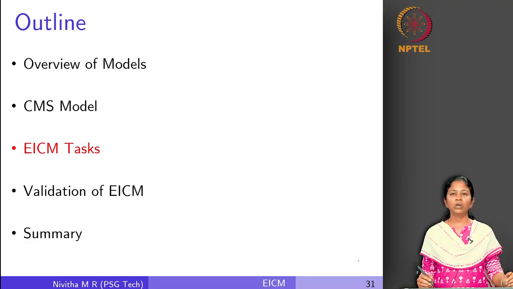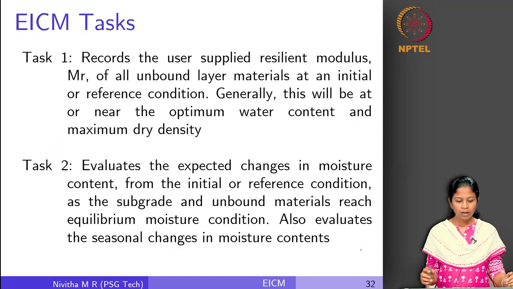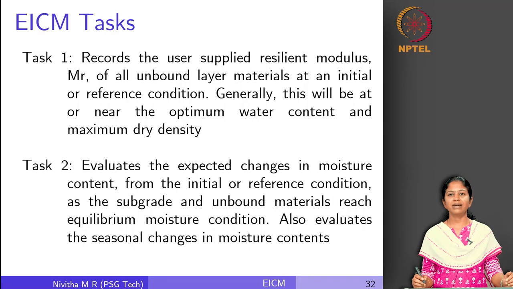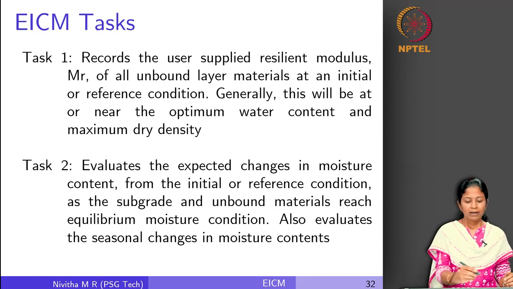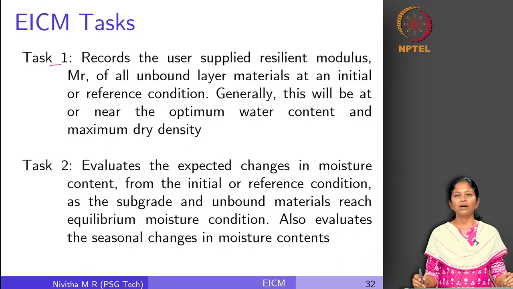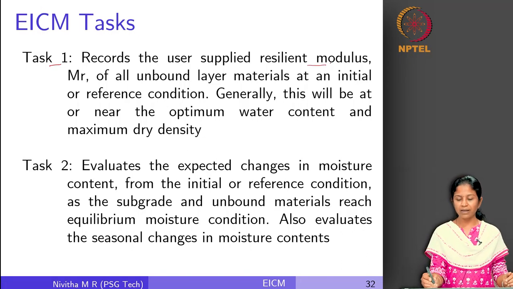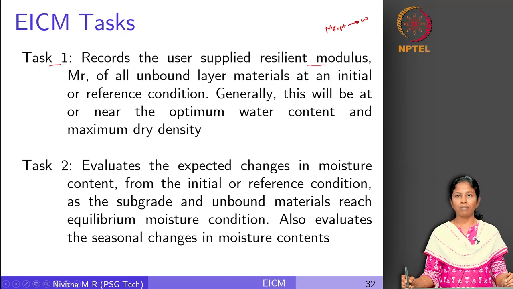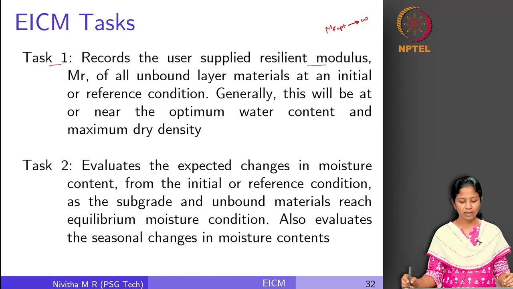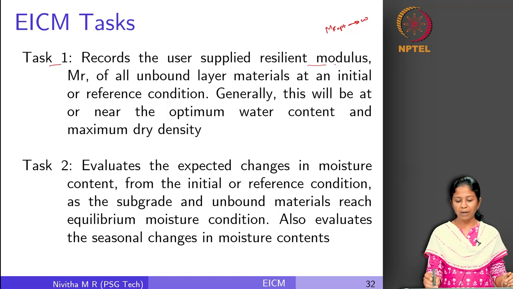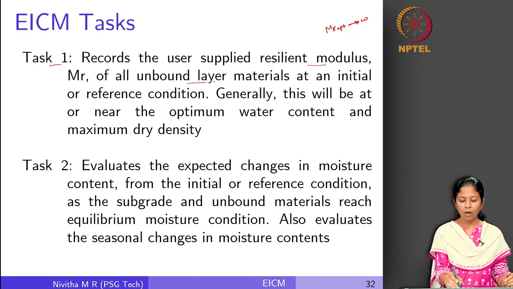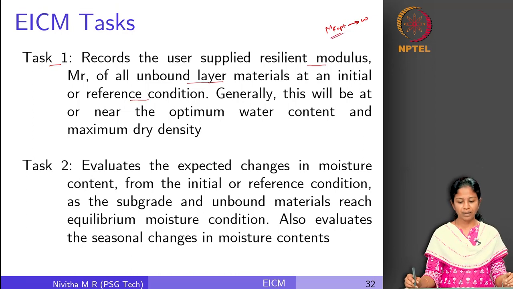Welcome back. Now we will look into the individual tasks that this EICM model is going to perform. So what is the first task that this EICM model is going to carry out? Task one is to record the user supplied resilient modulus, because we said that we are going to supply an MR optimum value for a known water content, and the model is going to compute for all other water contents. So it will record the user supplied resilient modulus of all unbound layer materials at an initial or reference condition.